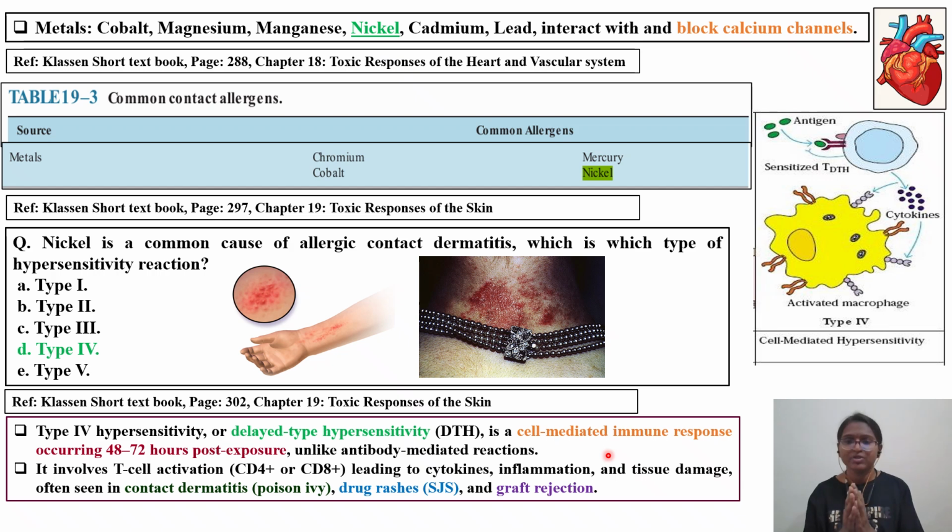Very quickly, type 4 is nothing but delayed type hypersensitivity. It is a cell mediated immune response. After exposure to the antigen, 48 hours or 72 hours later, you will see the reaction. That's why it is called delayed type hypersensitivity, and it is not an antibody mediated type of reaction. Here CD4 and CD8 cell activation will be involved. As I told you, examples are poison ivy, the plant which causes contact dermatitis. Then Stevens-Johnson syndrome and toxic epidermal necrolysis, which are very fatal. Graft rejection is also an example of type 4 hypersensitivity.